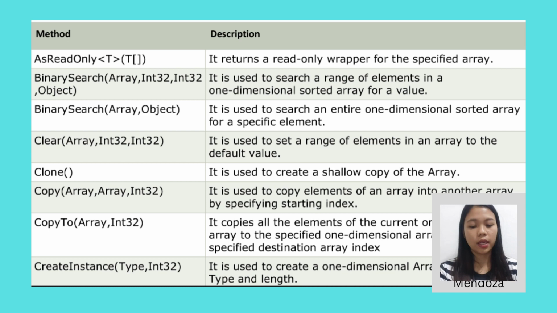CopyTo array. Copies all the elements of the current one-dimensional array to the specified one-dimensional array starting at the specified destination array index. CreateInstance. Creates a multi-dimensional array of the specified type and dimension lengths with zero-based indexing. The dimension lengths are specified in an array of 32-bit integers.